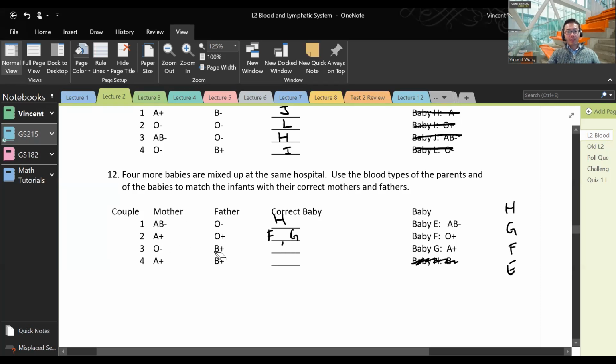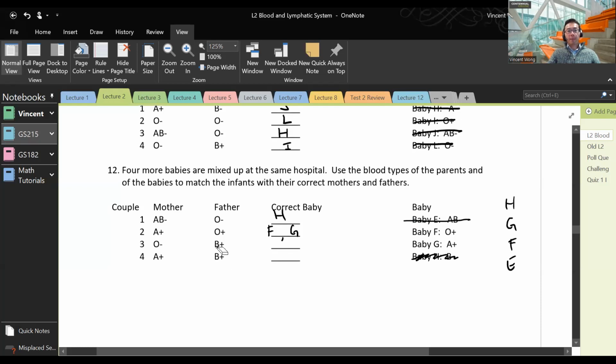Okay, O negative and B positive. If you're O, you do not take AB. I feel like I've been repeating that all class. And then if you are O and B, it's not possible to have a type A child, right? You need to have an IA somewhere, and neither of the parents have that. So that's not their baby. And so the only one left for them is F. And since F has to be couple number 3's baby, they cannot be couple number 2's baby. So it's G for the second couple, and the last one is E. So that's how you do it.